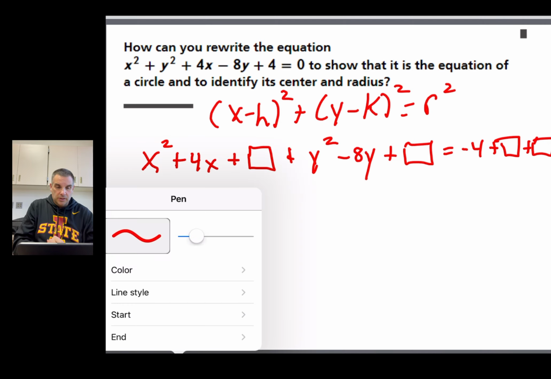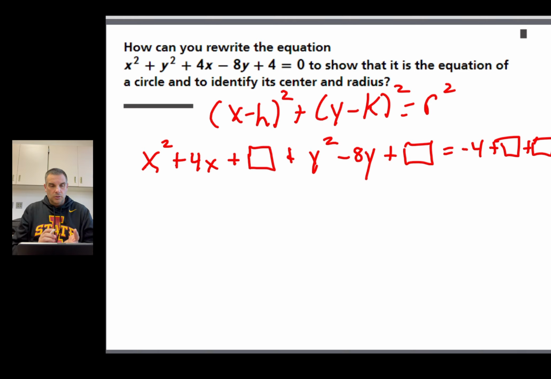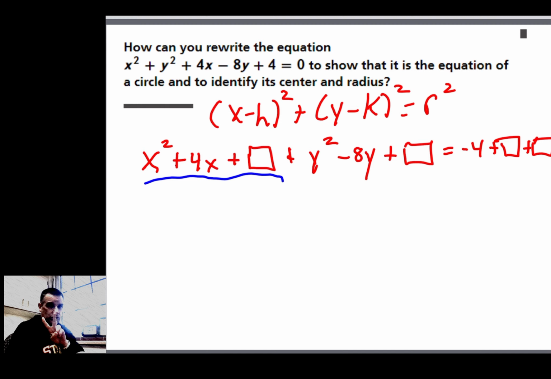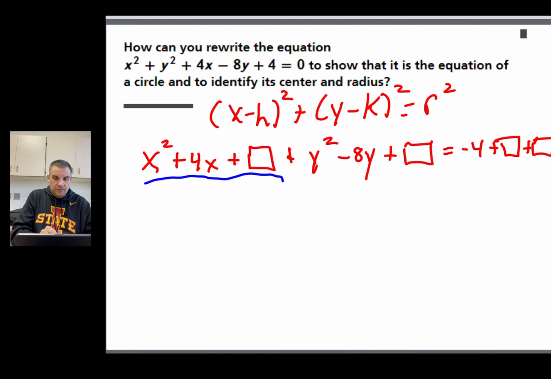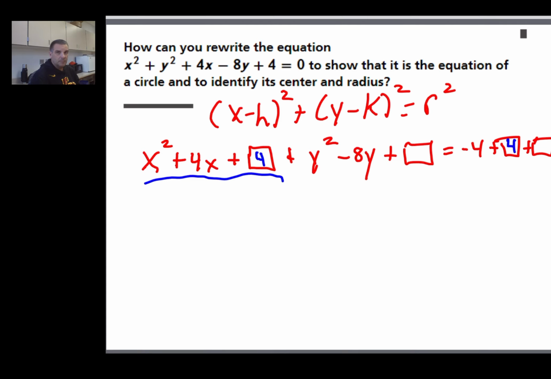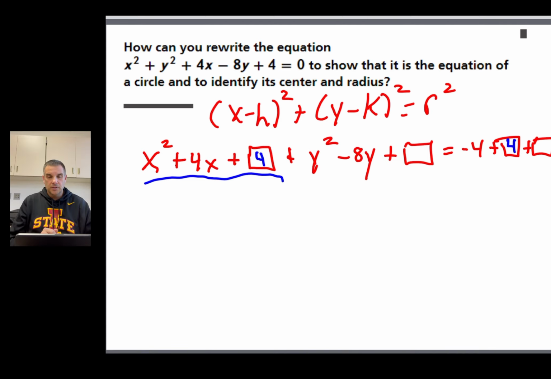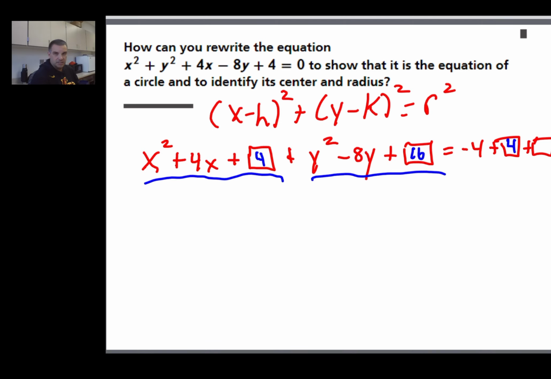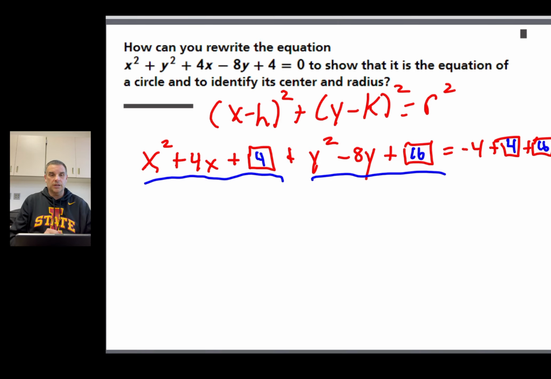We're going to change colors and complete the square. For the first part, x squared plus 4x, half of 4 is 2, and 2 squared is 4, so I'm going to put a 4 there. That also means I put a 4 on the other side. Now the y values: half of 8 is 4, and 4 squared is 16, so I'll put a 16 on that side and a 16 on this side as well.